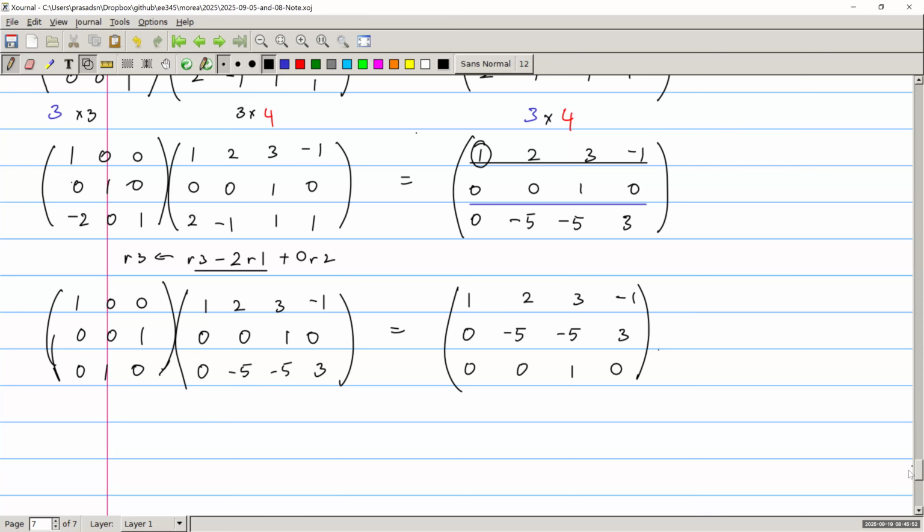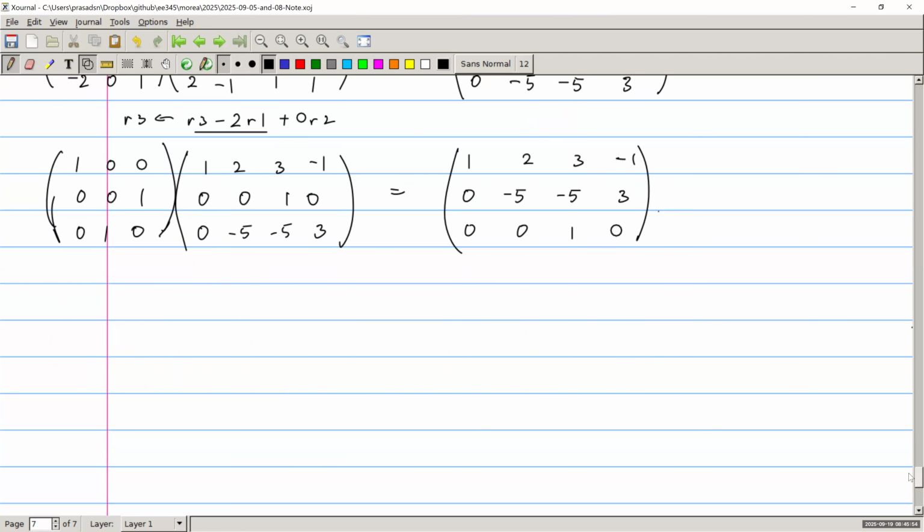Very good. Okay. So what do we do now? This is our second pivot. And lucky for us, not lucky, I chose it that way, every number below it is already 0. So we are done with the second column. We found a pivot also in this second column. So where do we move next? After this, what do we look at next?